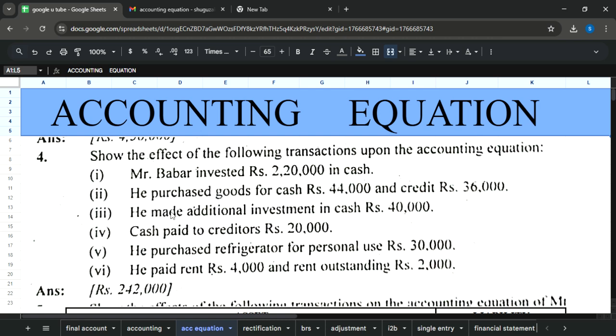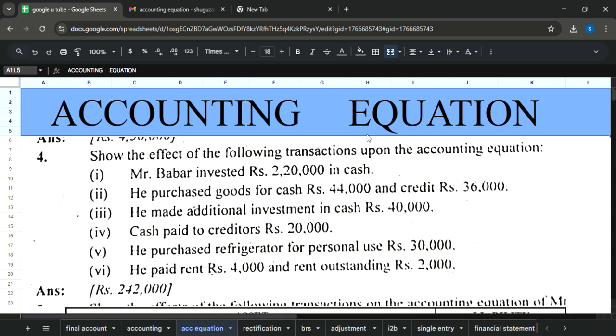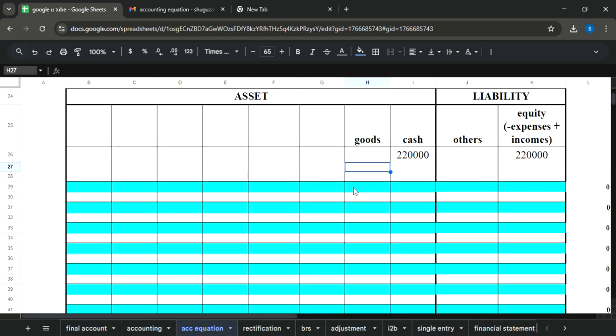Then we have the second entry. Purchase goods for cash 44,000, on credit 36,000. These are two different entries. I request you to please focus on the first part. Purchase goods for cash. Goods are coming in. Goods are your asset, so goods are increasing. First you will say that there is an increase in goods of 44,000. So just put 44,000 over here.